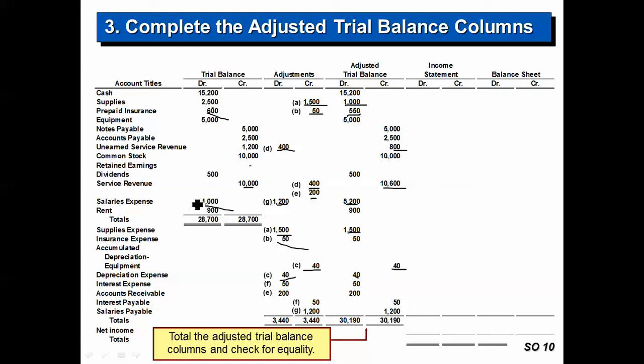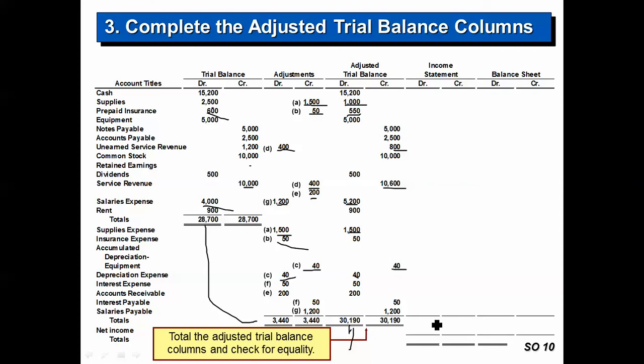Don't make the mistake. Some people think this plus this has to equal this. It's not, because it's debit credit. We only look to make sure the debits equal the credits. Here, the debits equal the credits, or in balance. You don't add these. You do not add them. People think they make a mistake if they don't add up. That's not the case. Now we know the adjusted trial balance balances. 30,190, 30,190. We are now prepared to do our income statement.